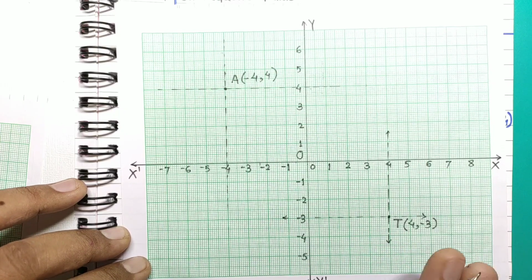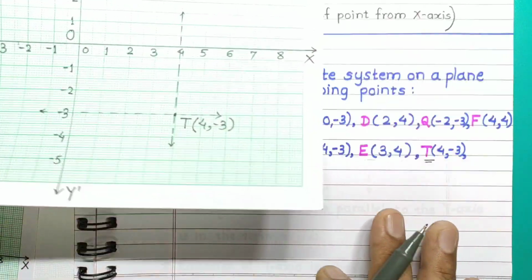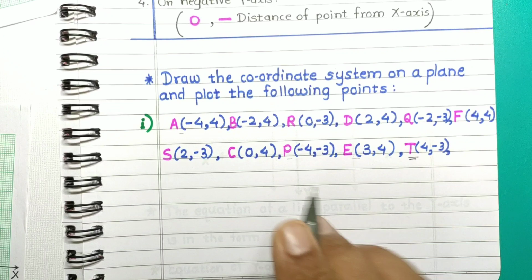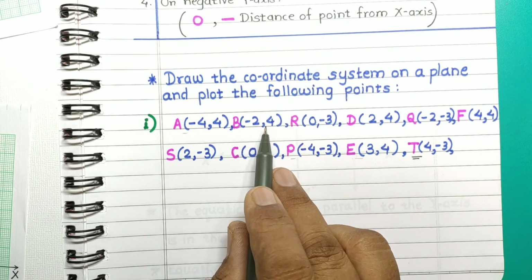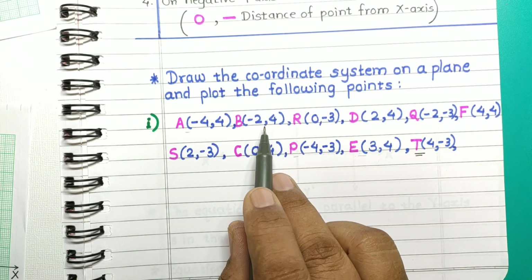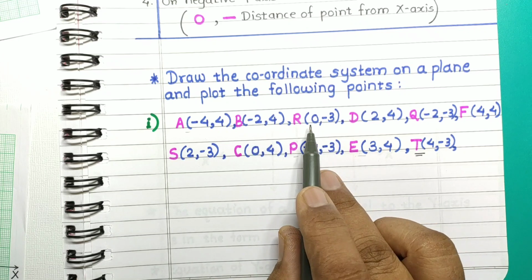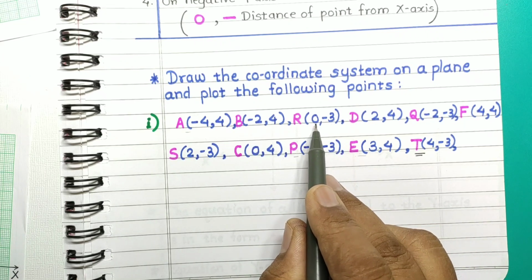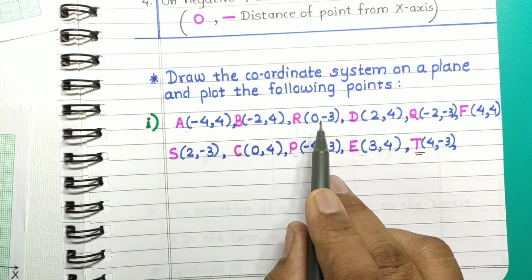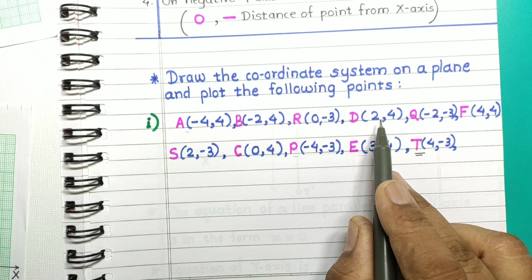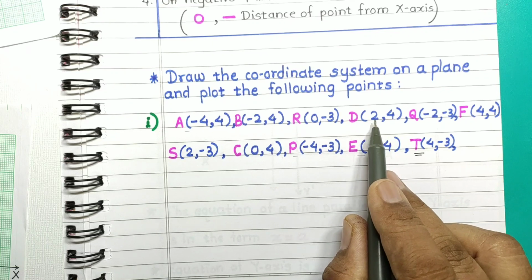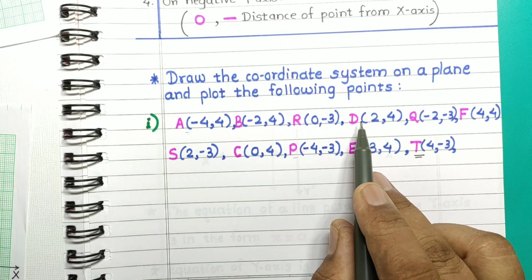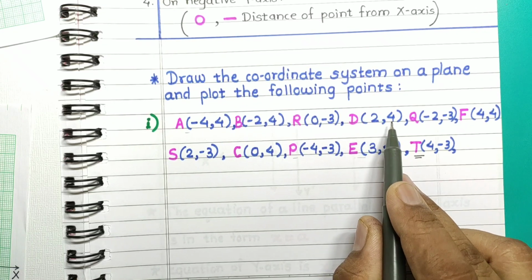Then let's plot all the remaining points on the graph paper. Point B has coordinates (-2, 4), so it is in the second quadrant. Point R (0, -3): you note that its x coordinate is 0, so it is on the y-axis. Point D with coordinates (2, 4). Both the coordinates have positive sign, so point D lies in the first quadrant.